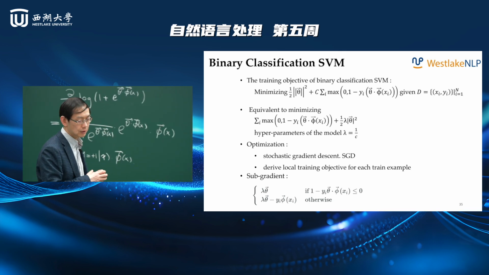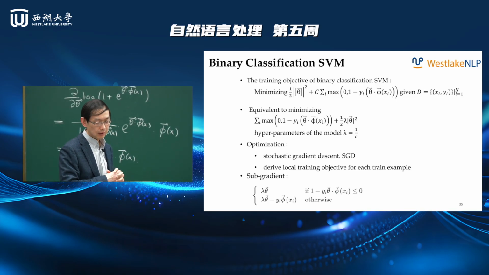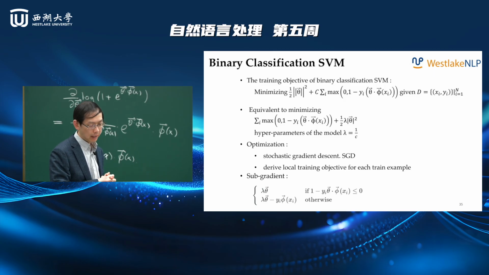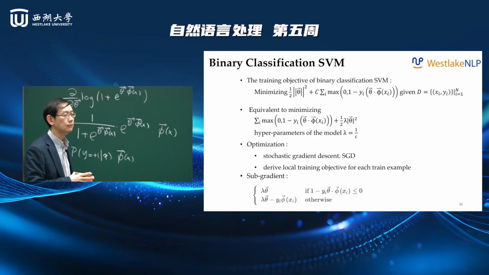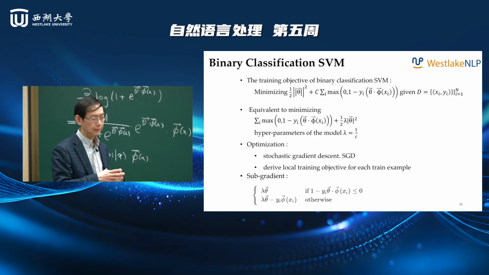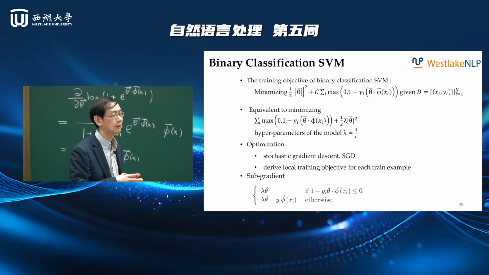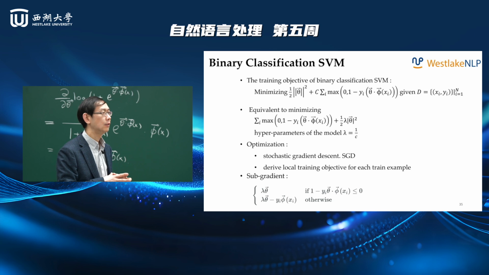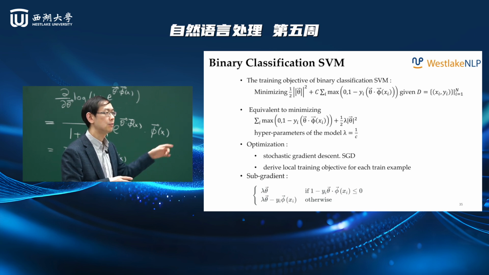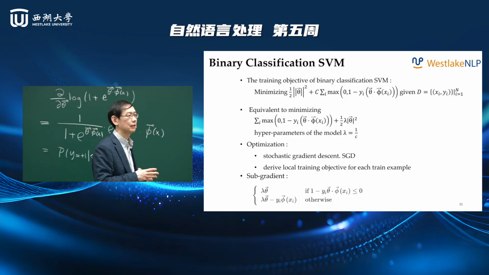But if this thing is not 0, then the thing becomes minus y times theta dot phi within that max, when it's more than 0. And then calculating the gradient with respect to theta is also easy, okay? It's minus y phi. When you calculate the gradient of that thing, it's minus y phi. All right, no brainer, right?